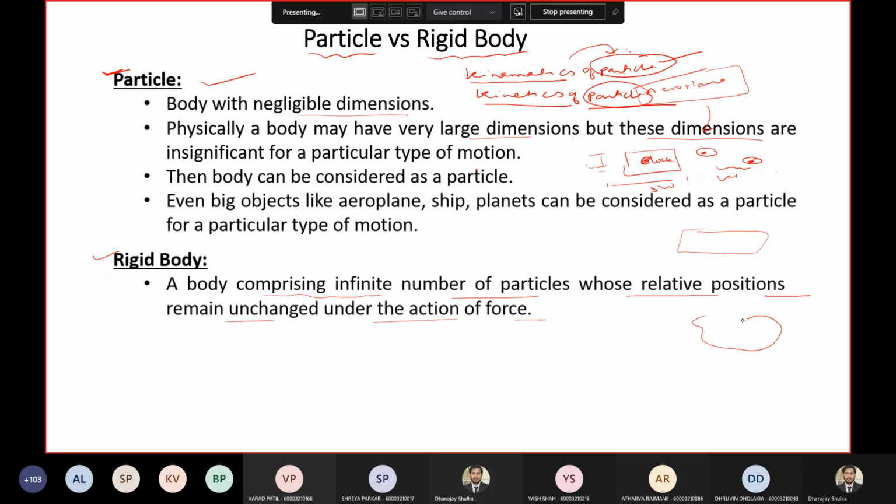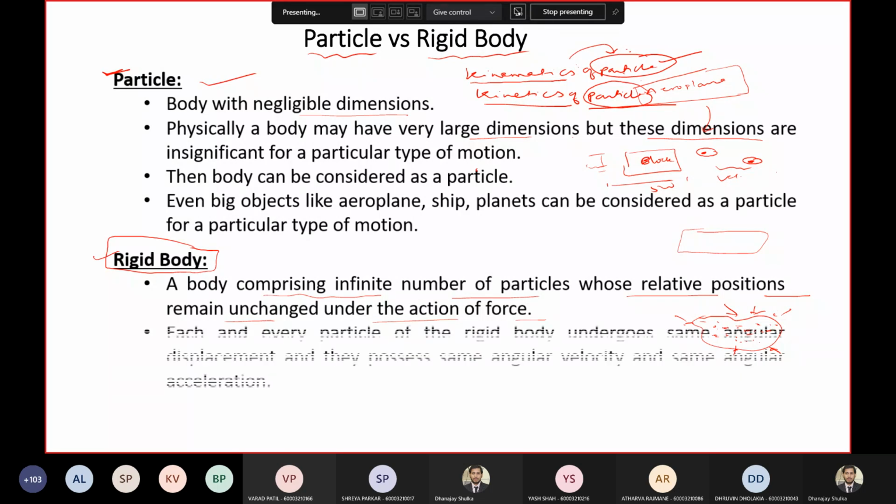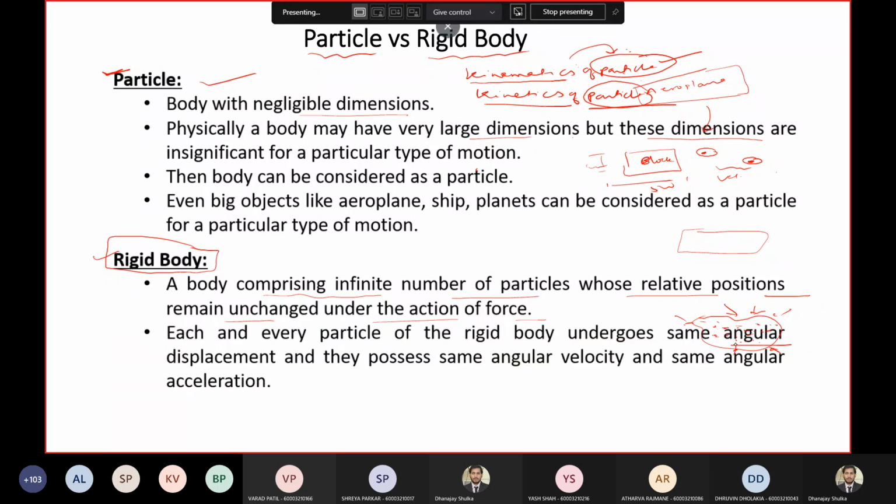Means this body will be made up of a number of particles, we all know. And if a force is applied, due to the action of these forces the positions of the particles are not going to change so much. It will be a negligible change. That is, we can say the angular displacement of all these particles will remain almost the same. If you measure this angular displacement, then only this body can be treated as a rigid body. So rigid body means the relative positions of every particle from which it is made remain the same. So in case of the rigid body assumption, angular displacement, angular velocity, and angular acceleration are all the same.